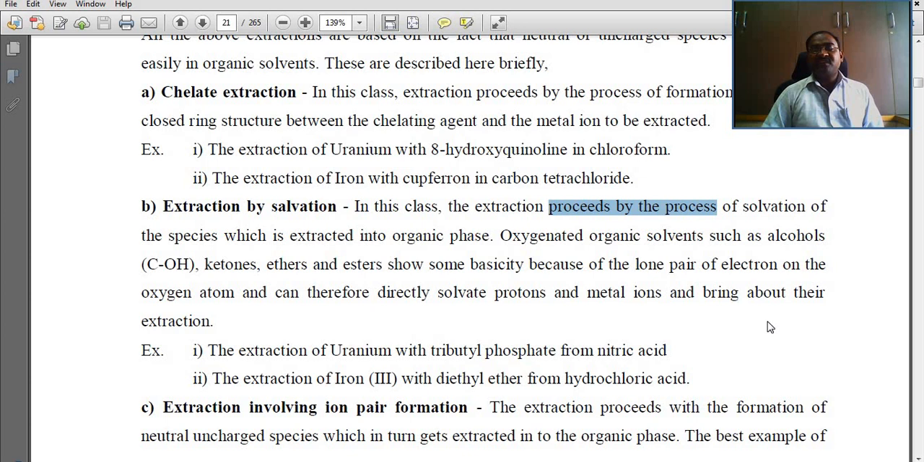Oxygenated organic solvents such as alcohols, ketones, ethers and esters show some basicity because of the lone pair of electrons on the oxygen atom, and can therefore directly solvate protons and metal ions and bring about their extraction.